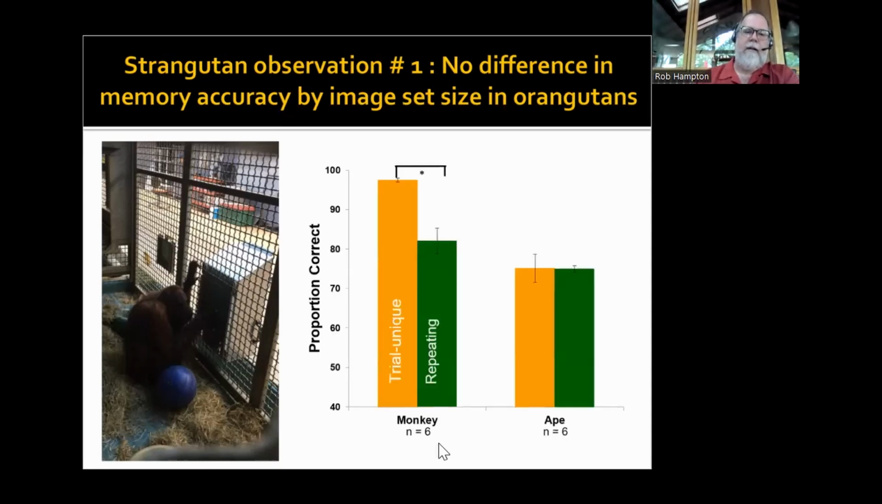So that's the kind of finding you see here with 6 monkeys. If we give them a large set of non-repeating images, or we test them with repeating images where proactive interference is high and familiarity is shared by all the images, the monkeys just do better on the trial unique tests than on the repeating images test. Again, these are the ones where familiarity would be helpful, and the repeating ones are where you have to use your working memory. In the orangutans, we found no difference between those.